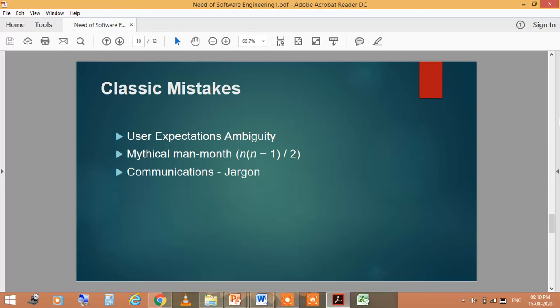The next is the classic mistakes. What are these mistakes? First, user expectation ambiguity, which means it is not clear what exactly the users require. So there is ambiguity between them. If the picture is not clear, it is not possible to develop the right software or application. Second, the mythical man-month, which is a formula through which you can calculate this. And the third is communication.